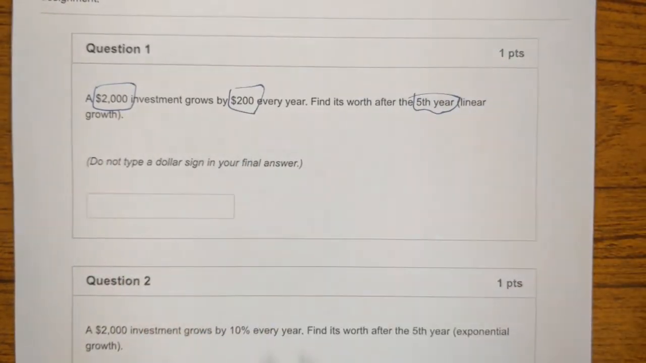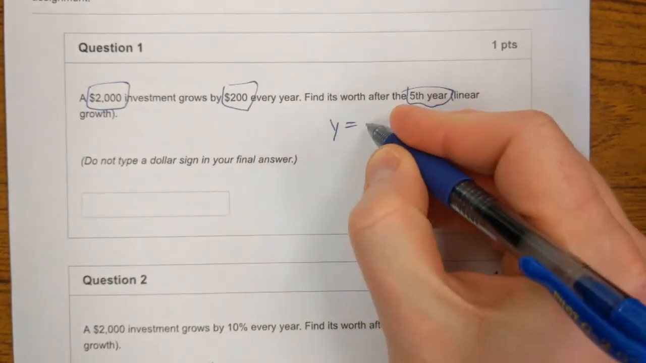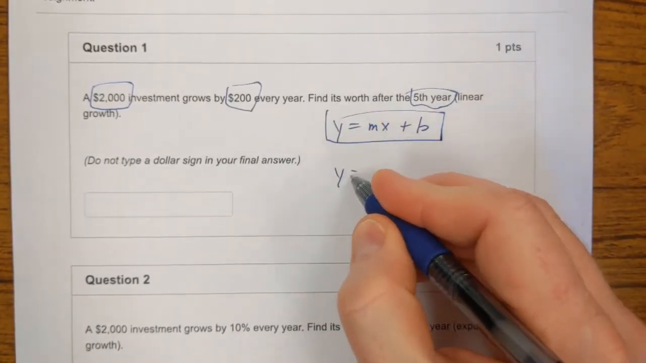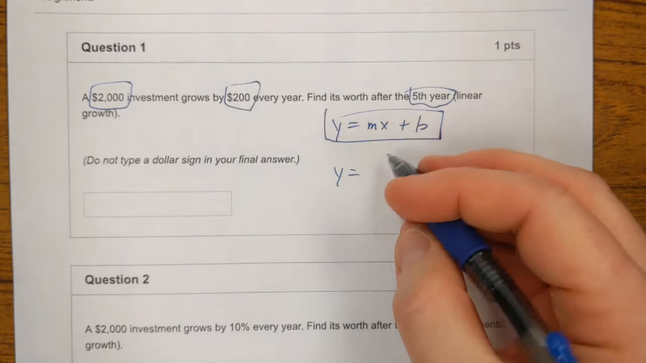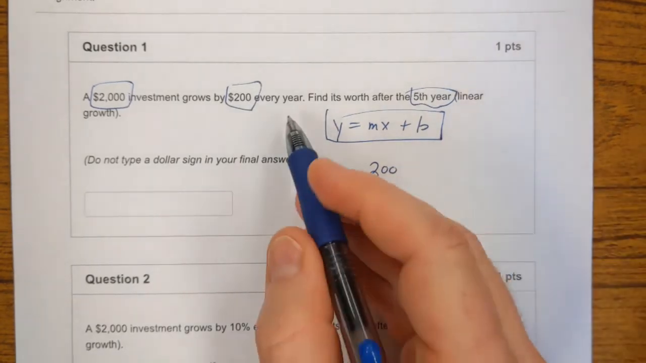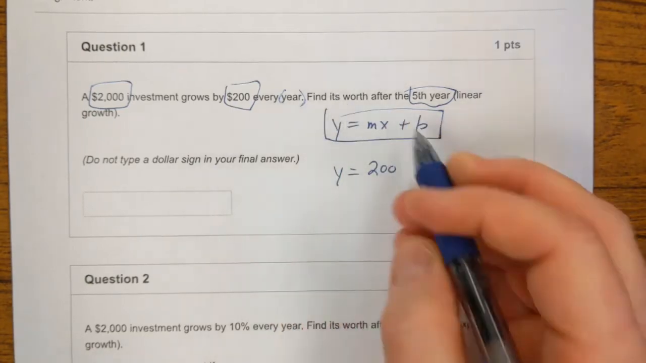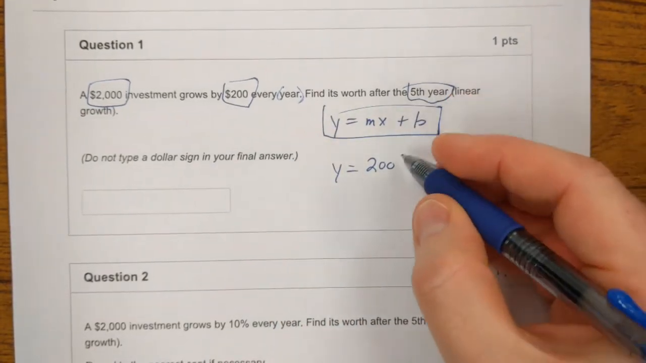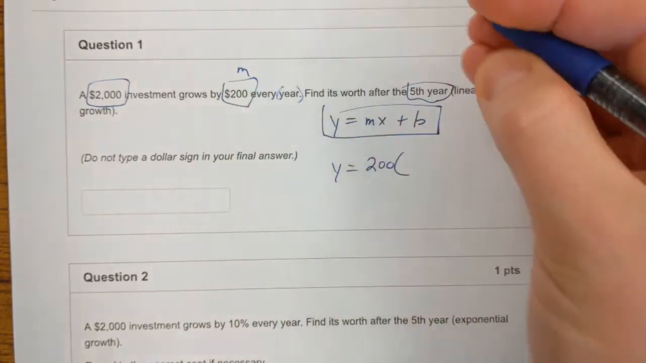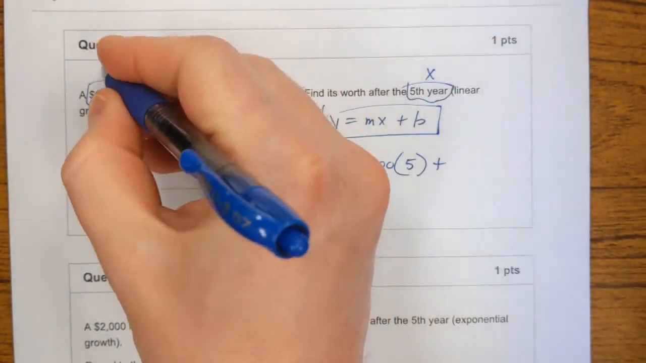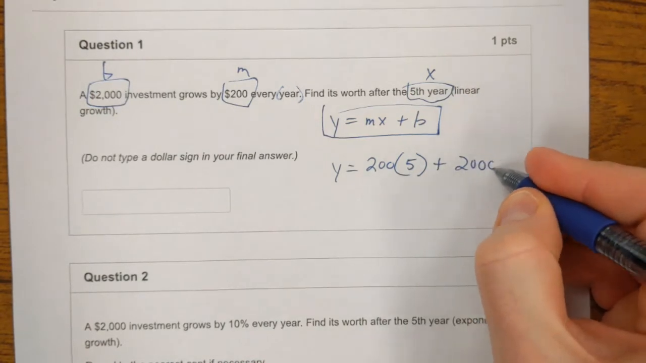This is clearly linear growth. It goes up by $200 a year. I'm going to write down my linear growth formula. I'm going to say the slope is that it goes up $200 every year. In this case, it's years. Sometimes it's every month or every day or every whatever. In this case, it's years. The time is that we want it to go for 5 years. And the starting value was 2,000.